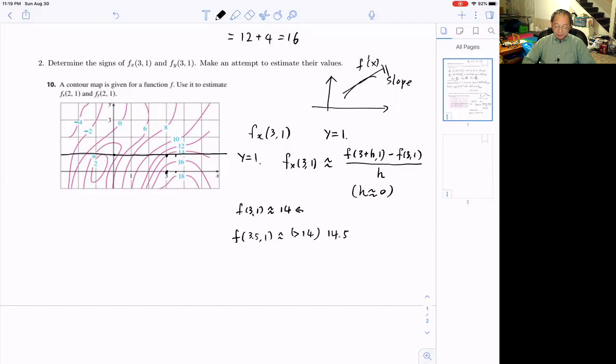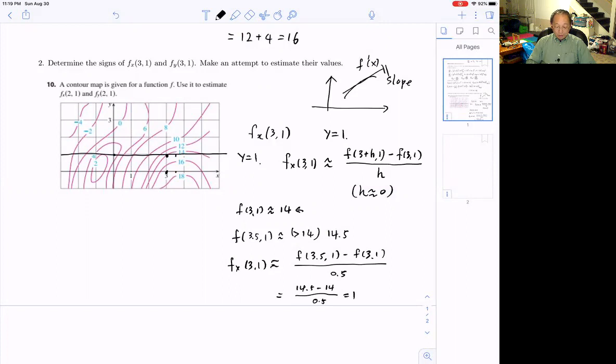It's very approximate, okay? So now let's try to estimate the value of the partial derivative f_x at (3, 1), and that's going to be approximately f(3.5, 1) minus f(3, 1), divided by 0.5, right? That's how we approximate the derivative, and that will give us 14.5 minus 14 divided by 0.5, and it's just 1. So approximately it's going to be 1, and that's around this point.